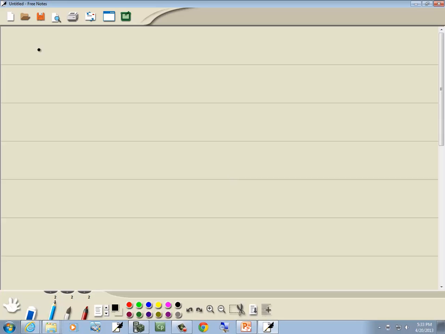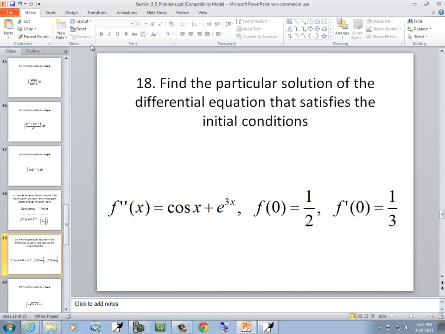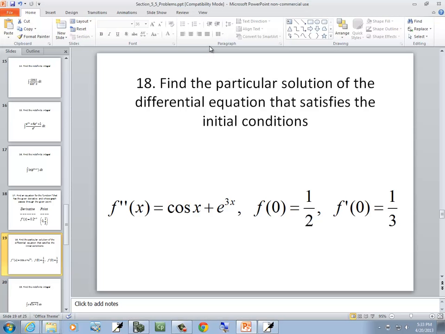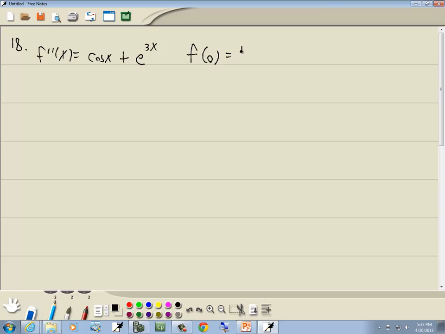Okay, now let's look at it. We've got our second derivative equal to cosine x plus e to the 3x. Then we're given some initial conditions. F of 0 equal to 1/2, and f prime of 0 is equal to 1/3. And we want to solve this. Solving this differential equation means we want to end up with f of x equals something. So going back, f prime is going to equal the integral of f double prime.